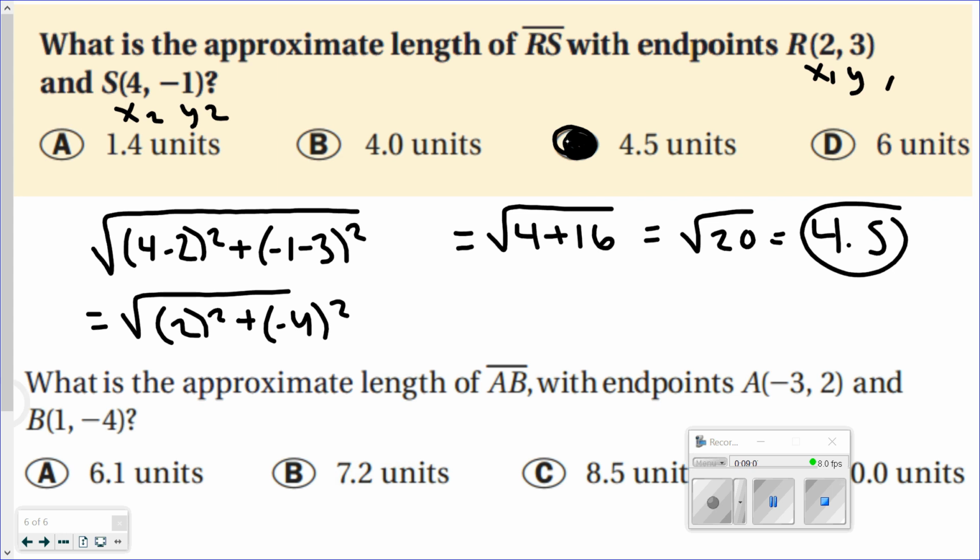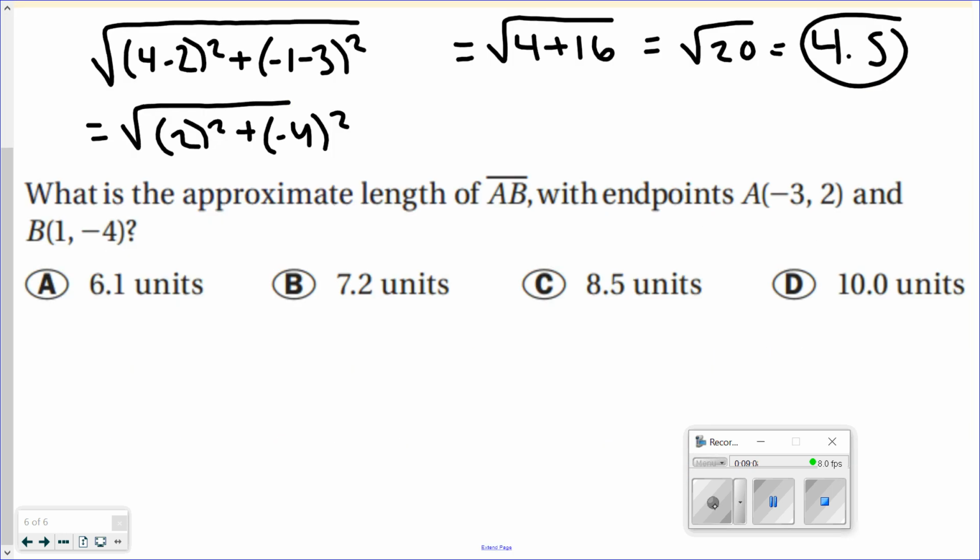All right. So like I said, I'd like you to try this one on your own and see if you get the correct answer. So what is the approximate length of AB with endpoints A (negative 3, 2) and B (1, negative 4)? All right, let's see if we got the correct answer.